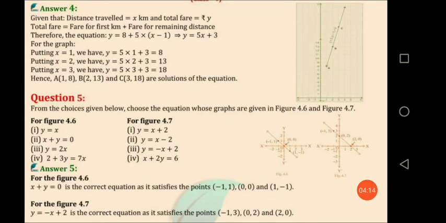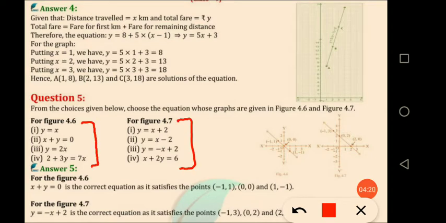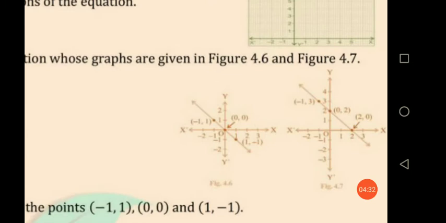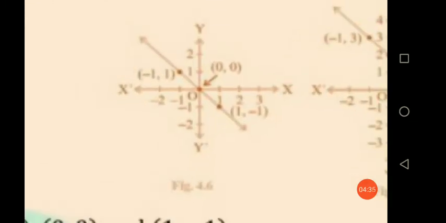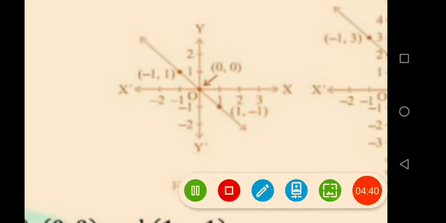From the choices given below, for figure 1 and 2, we have to find out whose graph it is. Okay, so let's see. First we will move to the graph, figure 4.6. Here we will see the 3 points marked first, second and third. The first point we can take 0, 0, second 1, minus 1 and third minus 1, 1. So these are the 3 points.